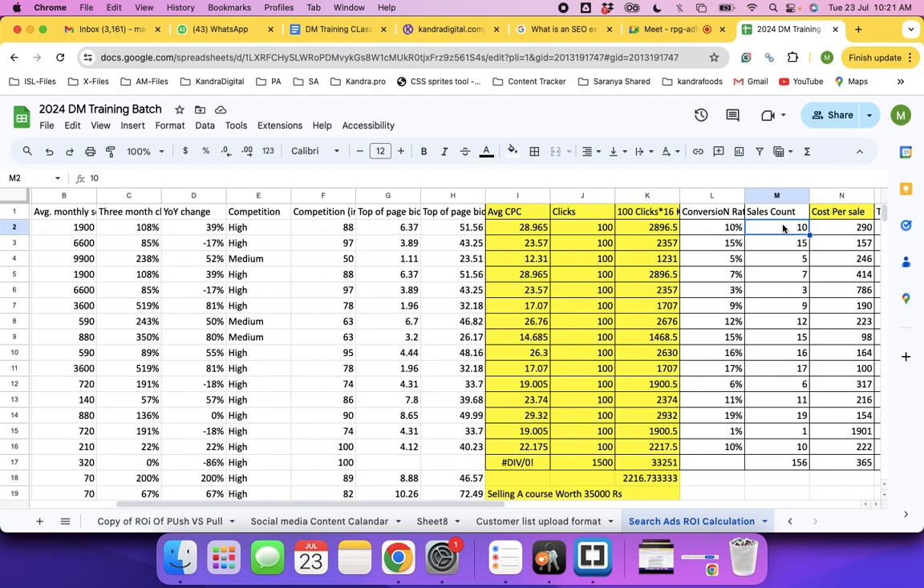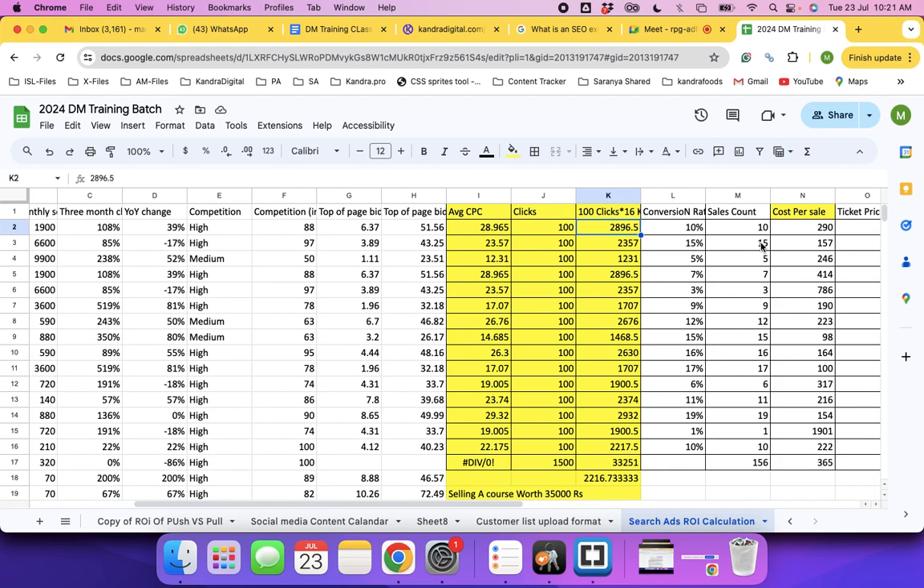If you're going for a trip, 10 people are going for a trip, right? And the expenses are 30,000 rupees. 30,000 divided by 10 per head is going to be 3000 rupees, correct? So now here for 10 sales, you have spent 3000 rupees. So each sale is going to cost 300 rupees.